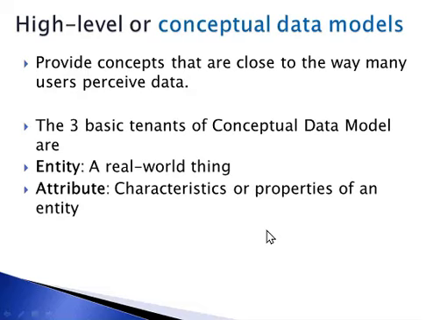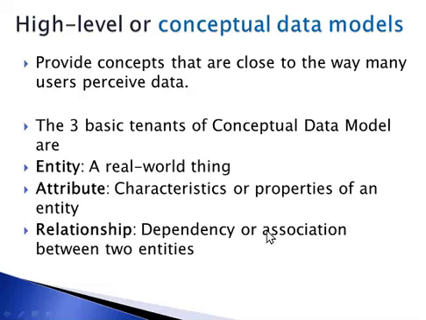Next is an attribute. An attribute represents some property of interest that further describes an entity, such as an employee name or salary. So basically it is a characteristic or property of an entity. And finally, a relationship. A relationship among two or more entities represents an association among the entities. So basically it is the dependency or association between two entities. We see an example of a conceptual data model.